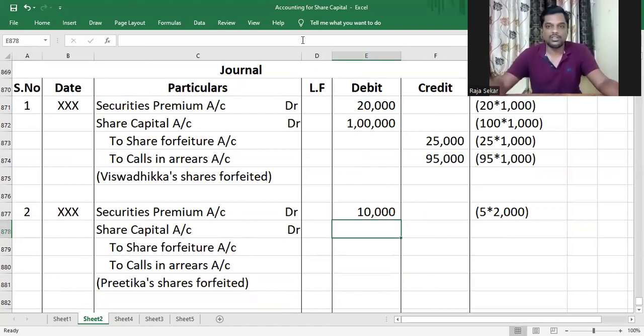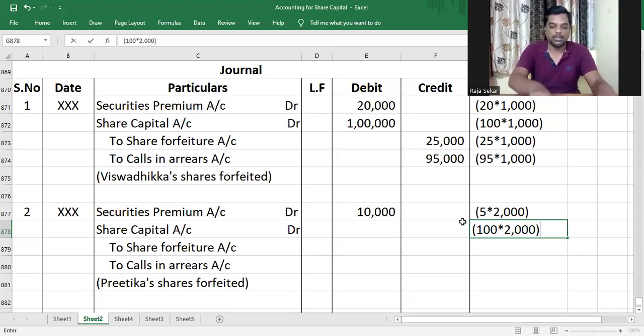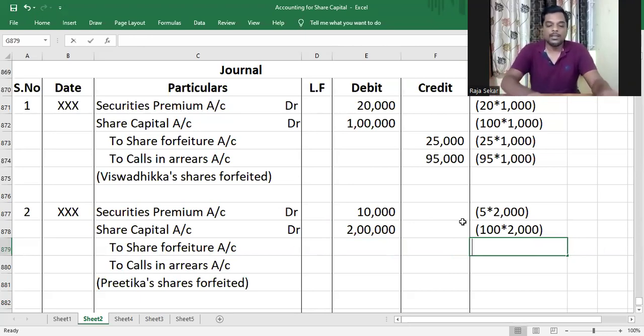Just give me a second, my good children. And the capital portion is how much, my dear children? 100 rupees was called up, right? So 100 into 2000. Because they haven't mentioned when the shares were forfeited, we are assuming it was forfeited after all the calls were made. All the calls have been made, then 100 rupees would have been called up. Share forfeiture will be credited with the paid up value of capital.